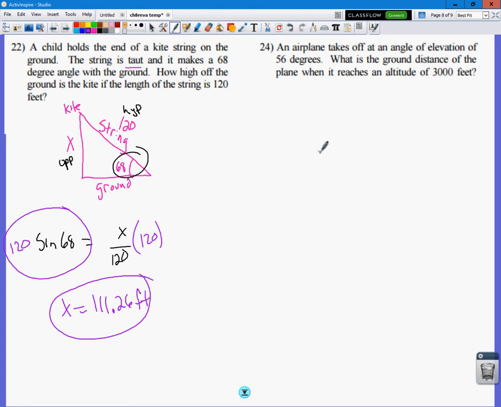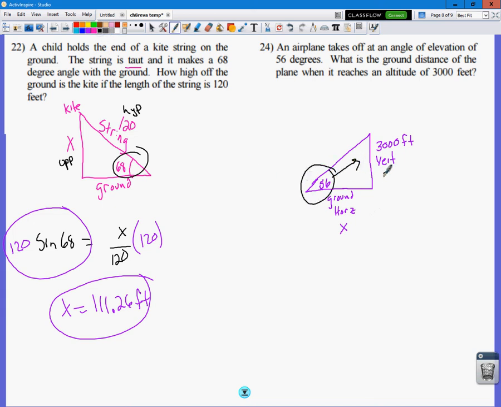An airplane takes off at an angle of elevation of 56 degrees. This is 56 degrees. This is obviously the ground and the horizontal distance. This is the vertical height or the vertical distance, the altitude. What is the ground distance? The ground distance would be down here. If the altitude is 3,000 feet, this is 3,000 feet. It's 3,000 feet in the air. They want to know how far it would have traveled if it had stayed on the ground.